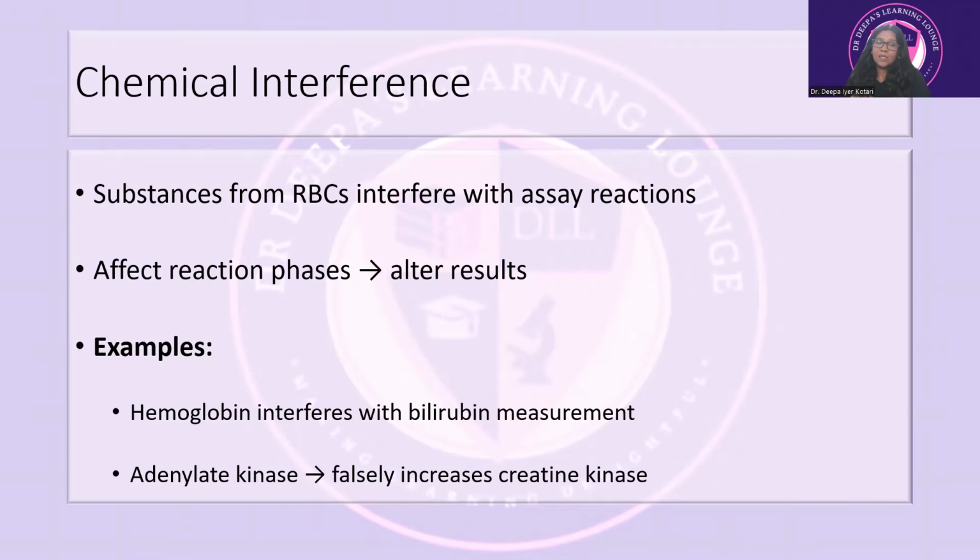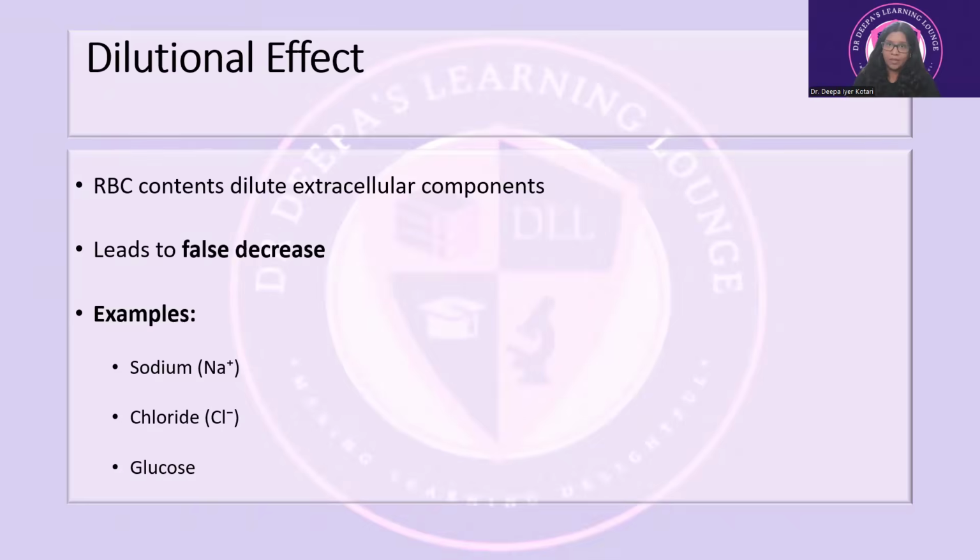Some of the examples include adenylate kinase that is released from the RBC. So this adenylate kinase that is released in RBC closely mimics the chemical reaction by which creatine kinase is measured. So whenever the patient is coming to you with a creatine kinase for a test and you have a hemolytic sample, then this creatine kinase level will be falsely elevated. And that is basically because the RBC has released adenylate kinase and that closely mimics creatine kinase, causing a false elevation of creatine kinase. So even those reports should not be released.